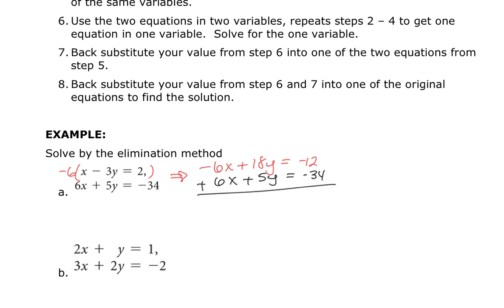Now I'm going to add these 2 equations, and these go to 0, which is really lovely. Then I'm going to add my y's, and so I have 18 plus 5, which is 23.